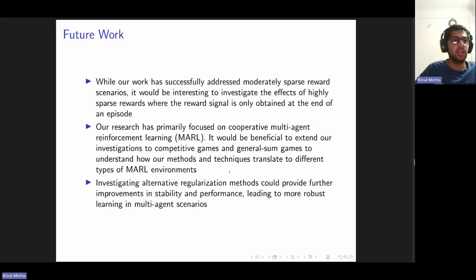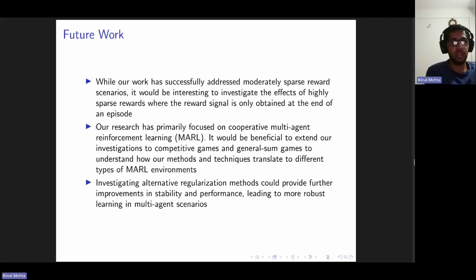How can we extend this work? So while our work successfully addresses moderately sparse rewards, just like we discussed, we really want to see how we could solve highly sparse rewards. So maybe just constraining the network weights might not be enough. We might have to introduce some smart exploration strategies as well.